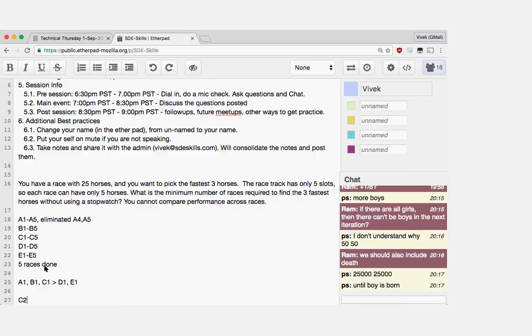Once we know that A1, B1 and C1 are the top 3 in the 6th race, groups from C1 till E5 can be eliminated. No, C2 can be eliminated. C1 cannot be eliminated. That's it. Everything from C2 onwards till E5 can be eliminated. C2 can be eliminated. C3 can be eliminated. D1 to D5 can be eliminated. E1 to E5 can be eliminated. And essentially C2 to C5 can be eliminated. You've done, okay? That's what I was saying. Okay, now you have 6 horses left.